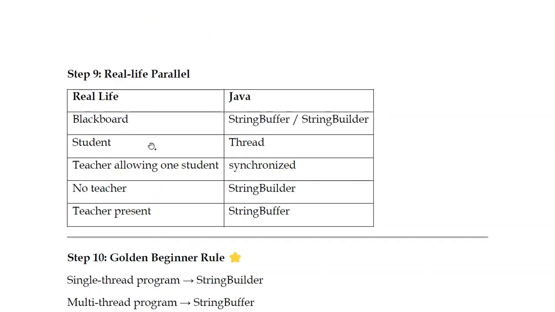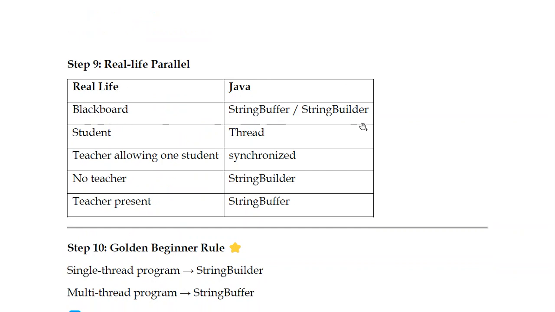Now the real-life parallel: the blackboard is the string buffer or builder. The student is a thread. A teacher allowing one student at a time is the synchronize operation. No teacher means string builder. Teacher present means string buffer.